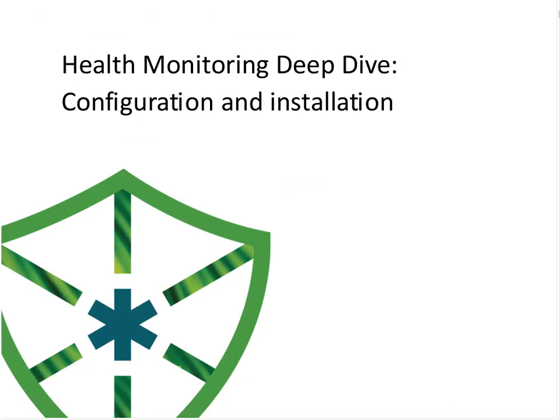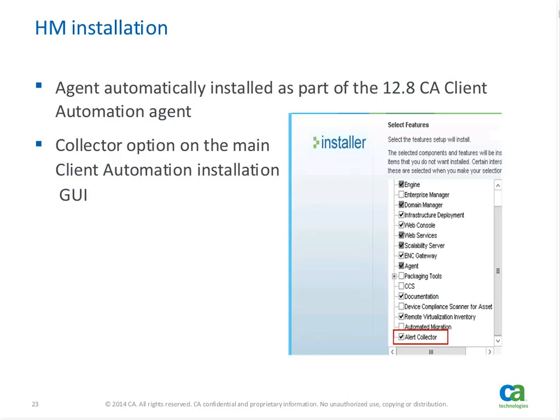Okay, so now we're going to cover configuration. Again, it's all configured in configuration policy. The agent is automatically installed as part of the client automation agent. So if you install 12.8, it's automatically installed, but it's disabled. So you'll need to go into configuration policy and enable it. The collector is an optional installation.